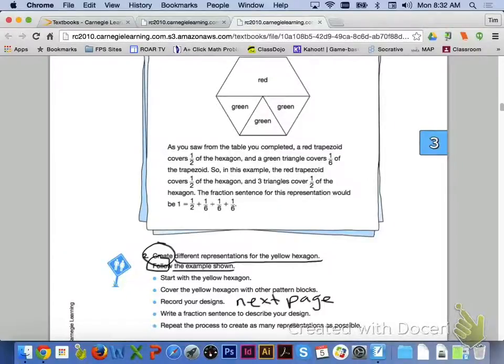Now what you are going to do for number 2 is create different representations for the yellow hexagon and follow the example that was just shown at the top of the page. So you will start with the yellow hexagon. You will cover the yellow hexagon with other pattern blocks and you're going to record your designs. There are examples of hexagons on the next page for you to do that. And then underneath it you're going to write a fraction sentence to describe your design. You will repeat the process to create as many representations as possible. Now I am going to tell you that there will be 7 total, including this one that they used for the example. So go ahead and do number 2 with your group members.